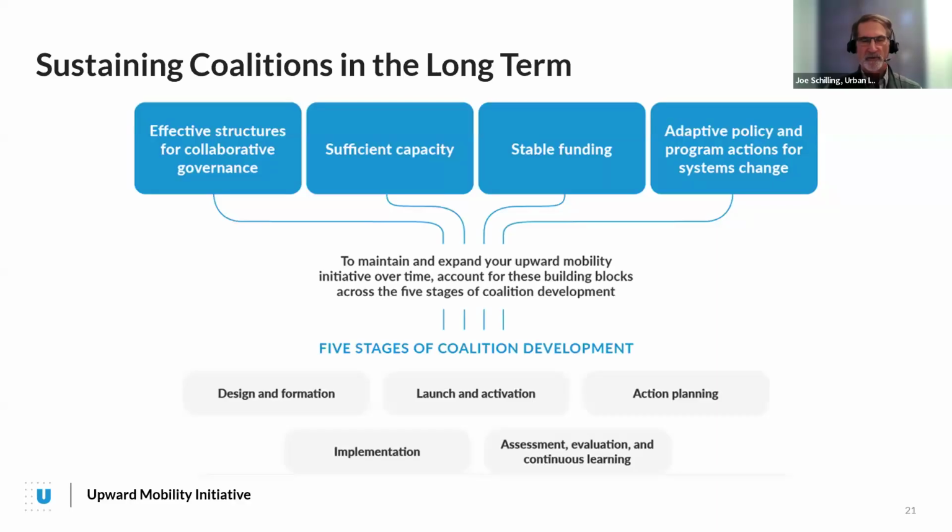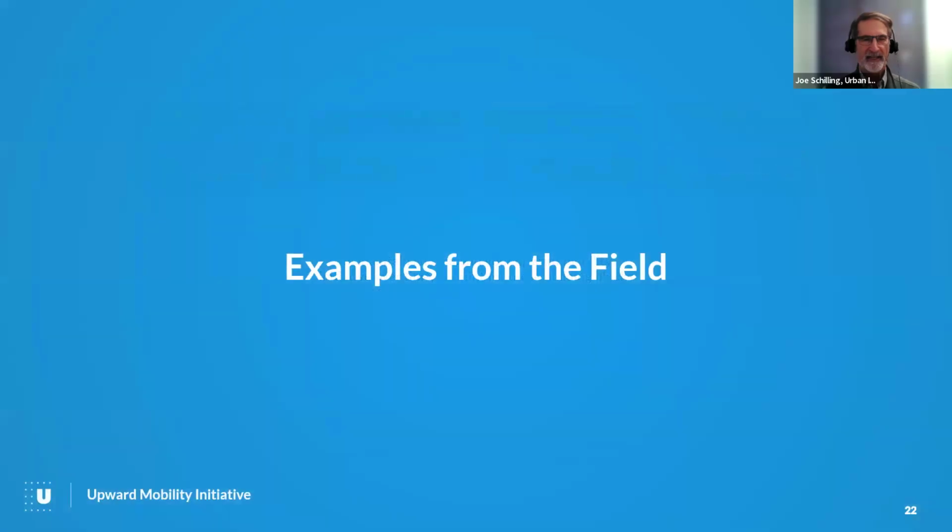Okay, so that gives you, in a nutshell, a very basic framework, both with the upward mobility framework and pillars that Martha talked about earlier, and some insights and practice tips related to building a coalition. But it is important to really learn what's going on in the field. And we've got two excellent examples from the City of Alexandria and Santa Barbara County to help illustrate some of these coalition building strategies.